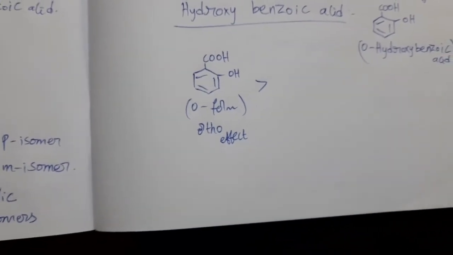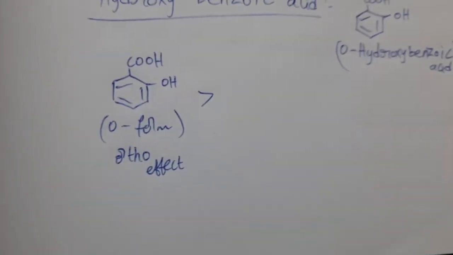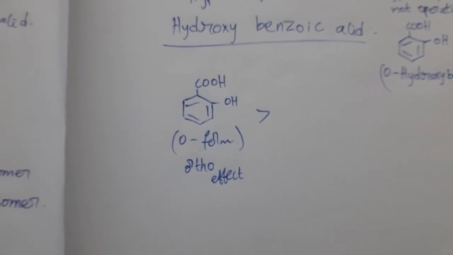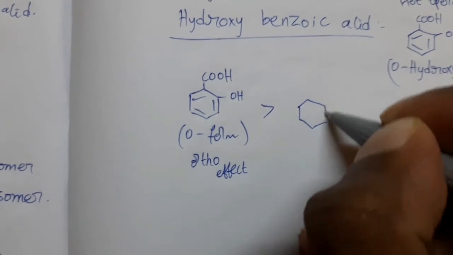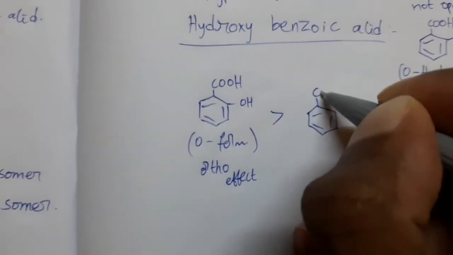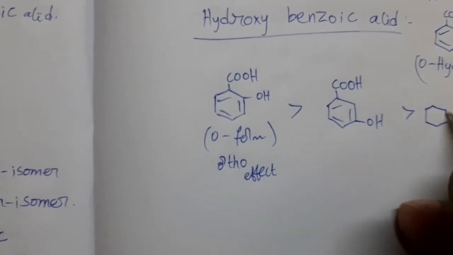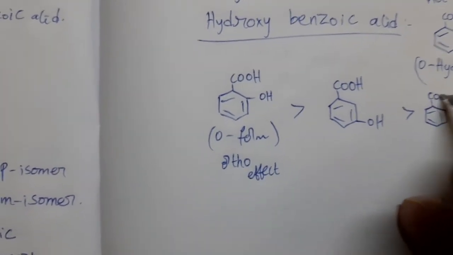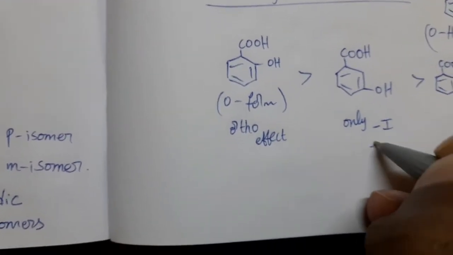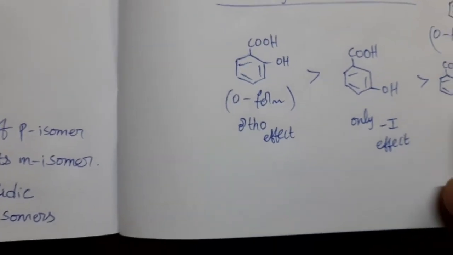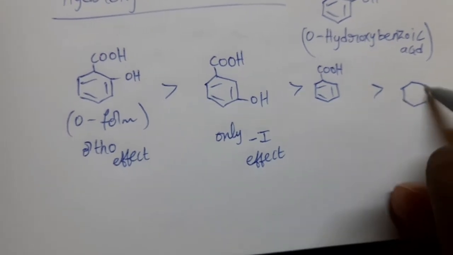Here in meta form, only the minus I effect is operating, so its acidic strength is more than benzoic acid. Only minus I effect. And the least acidic character is for para form.